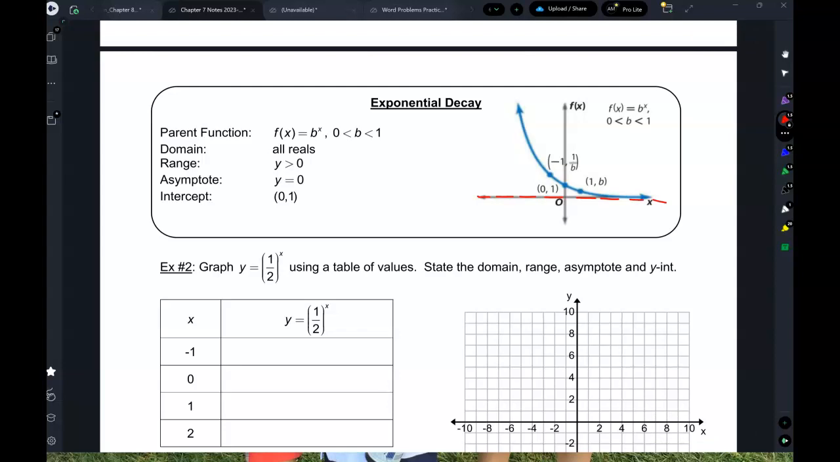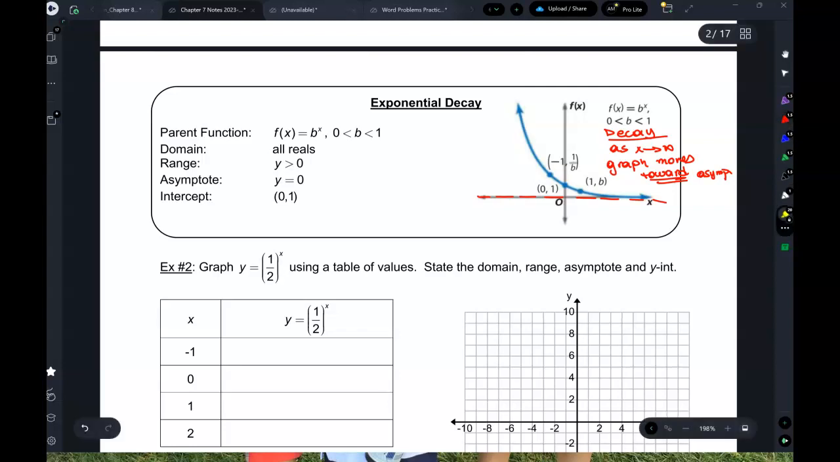And we know that this is decay because as x moves to positive infinity, as you go further and further to the right, the graph moves toward the asymptote. Okay, so the graph is not going up, it's going down. It's going towards the horizontal line.